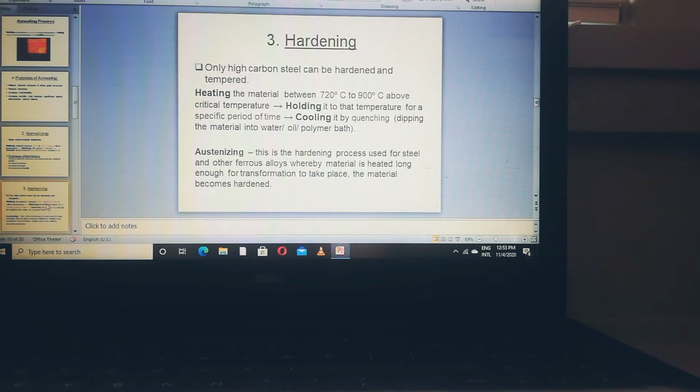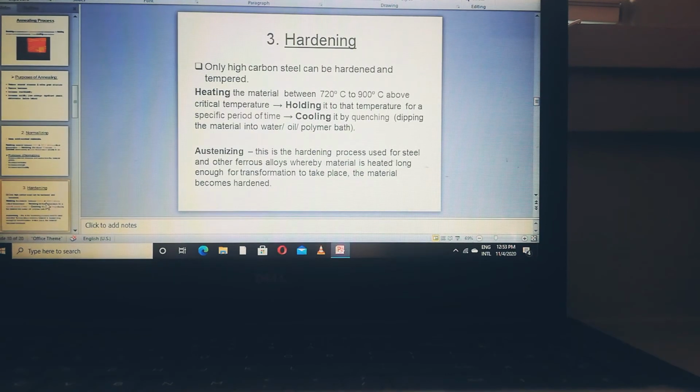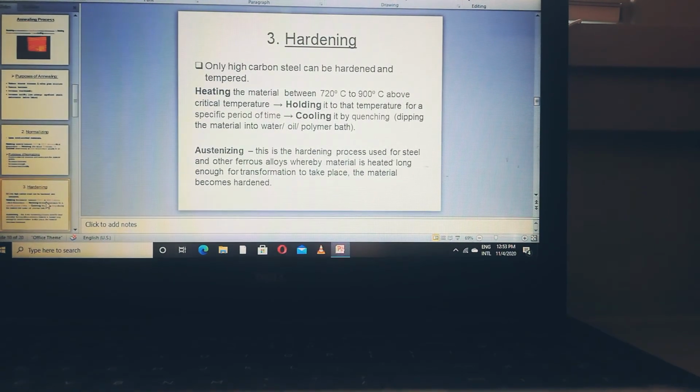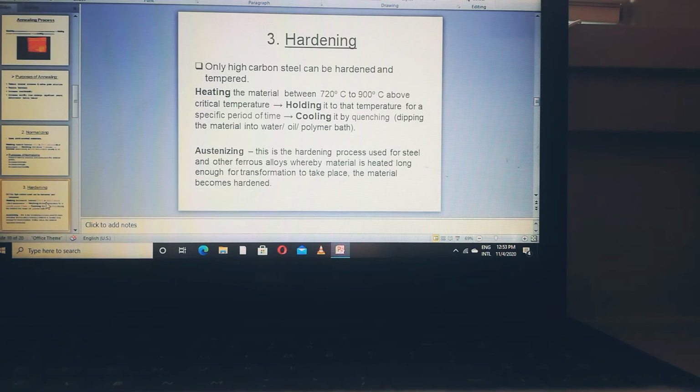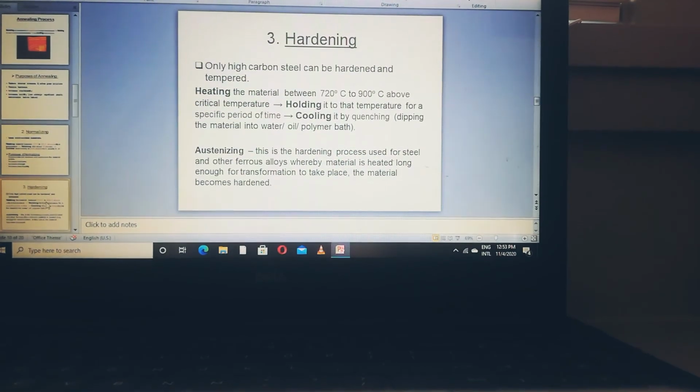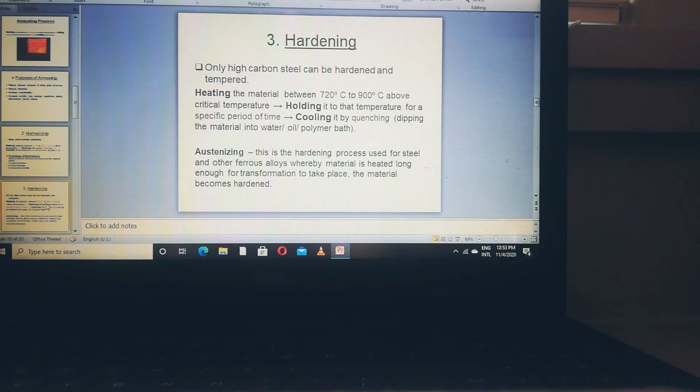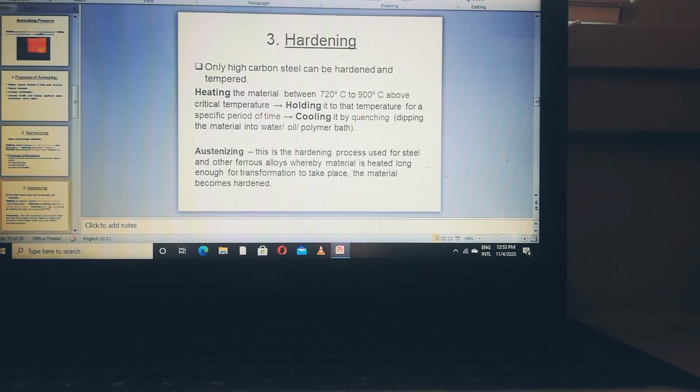From heating, the material is being heated between 720 to 900 degrees Celsius, above the critical temperature, and it is being held at a constant temperature for a specific period of time. Cooling here is done by quenching. By quenching, we mean that we dip the material into water, oil, or a polymer bath.